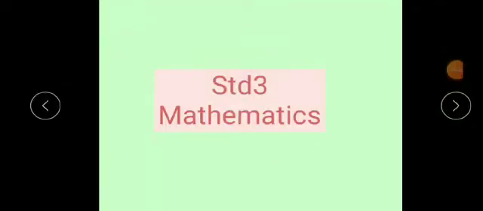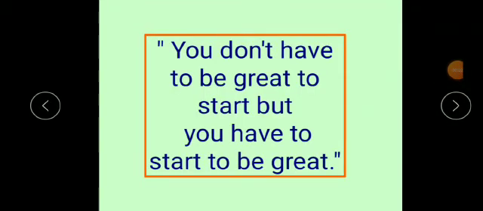Hello children, today's thought is: you don't have to be great to start, but you have to start to be great. Children, to know your greatness and achieve excellence, you must first do something. With great efforts and hard work, you will achieve great height in life.